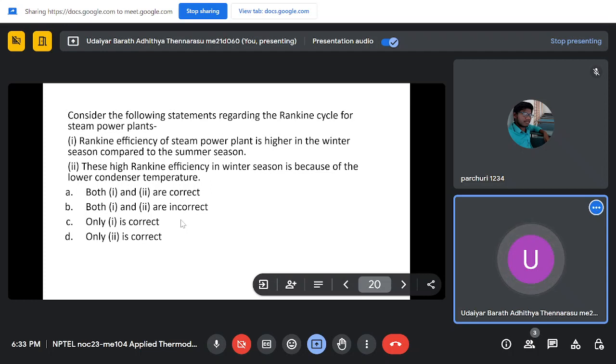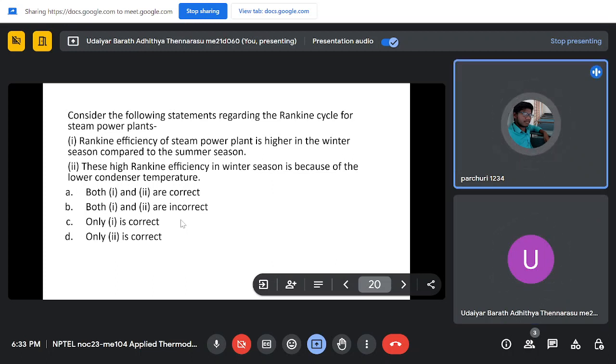So the next one is, consider the following statements regarding the Rankine cycle for steam power plants. Statement 1: Rankine efficiency of steam power plant is higher in the winter season compared to the summer season. Statement 2: this high Rankine efficiency in winter season is because of the lower condenser temperature. Are the statements correct or not? That is what has been asked.